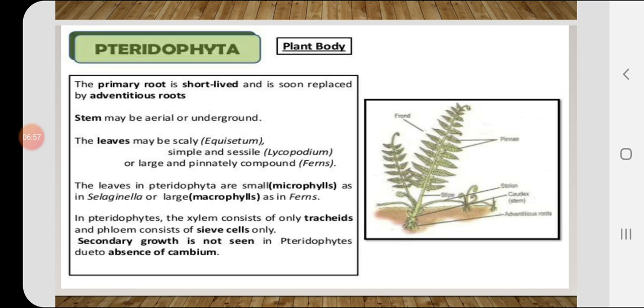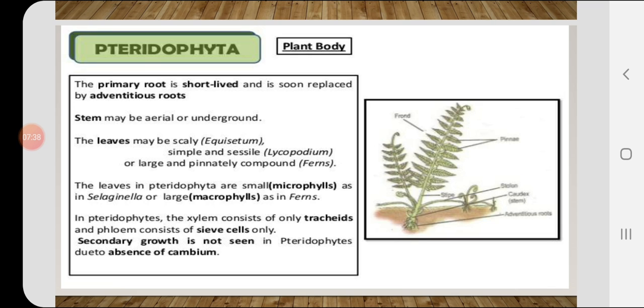So in different species the nature of leaves varies. In some species the leaves are scaly, in some they are simple and sessile, and in some the leaves are large and pinnately compound. The leaves in pteridophytes are small and are known as microphylls, as in Selaginella. In some plants the leaves are large and known as macrophylls, as in ferns.